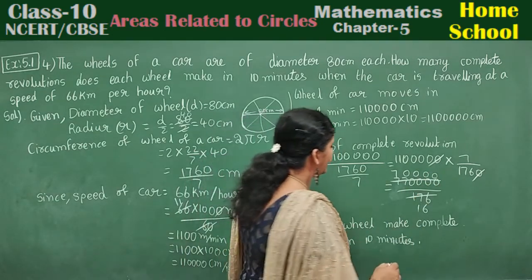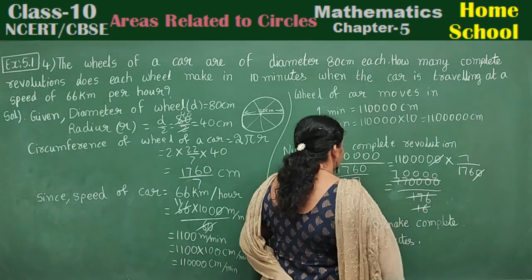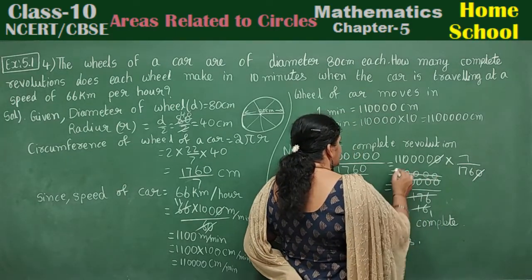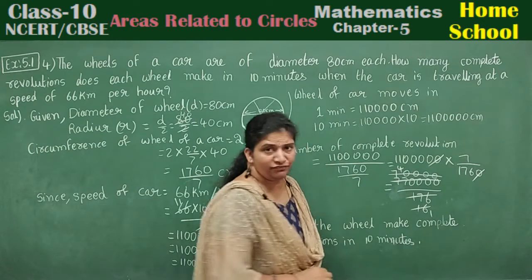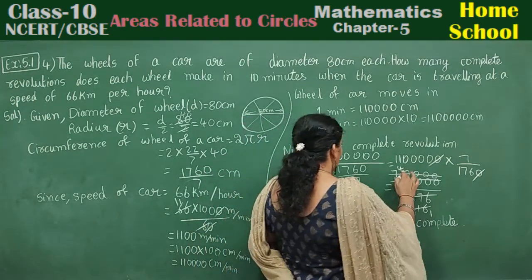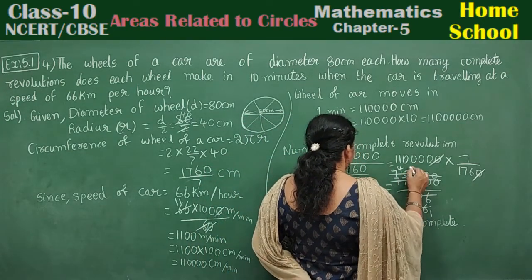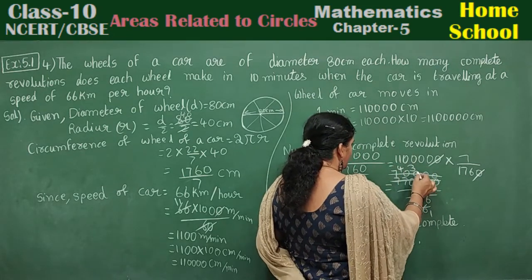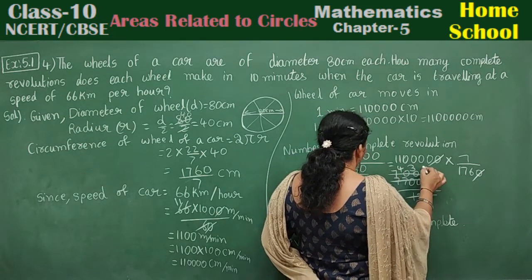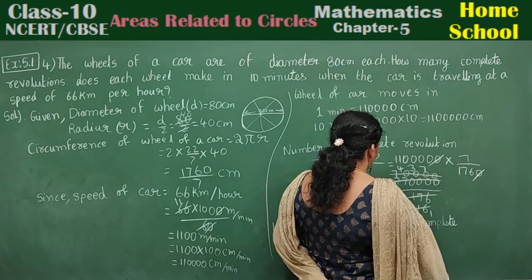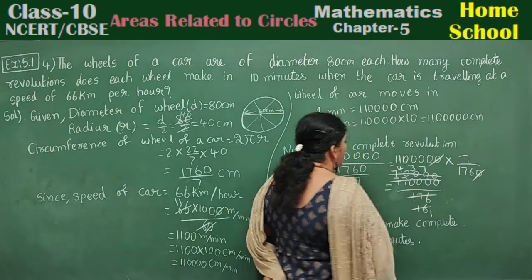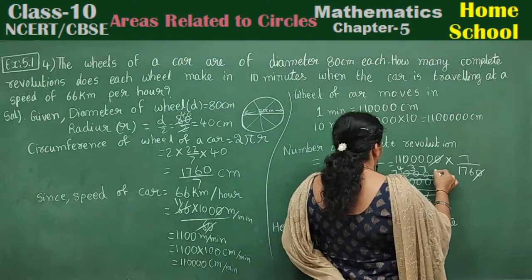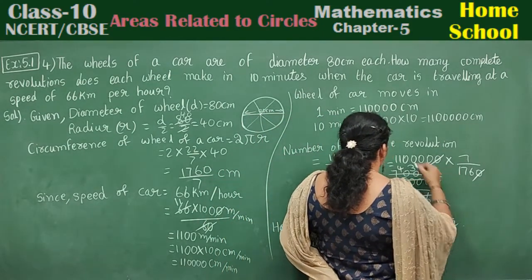Now let's try to cancel with the 16 table. 16 ones are 16, and here 16 fours are 64, and here 6 left, 60. Then 16 threes are 48. Then it will be again 12, 120. Then 16 sevens are 112. 120 minus 112, 8. 80. 80 means 16 fives are 80.